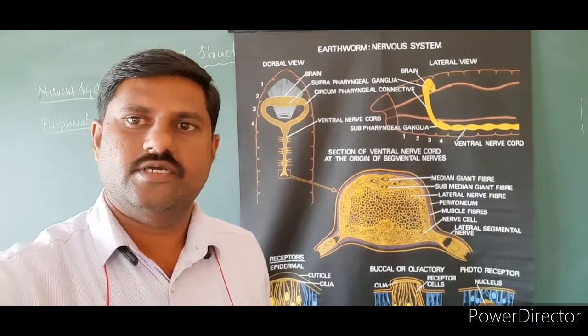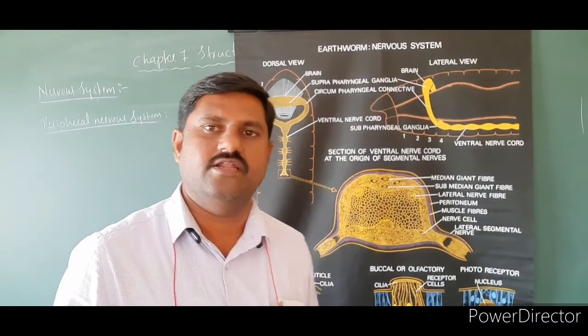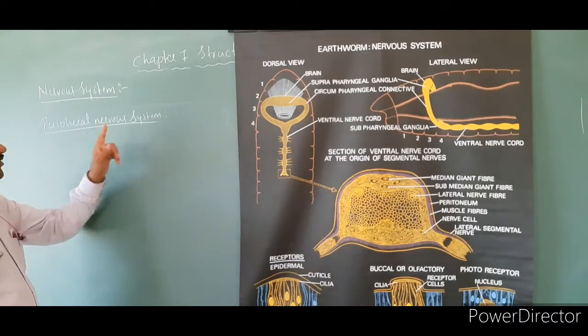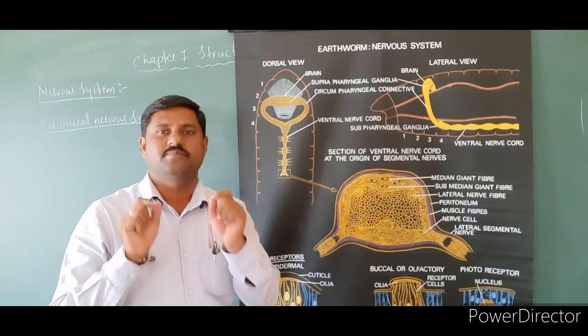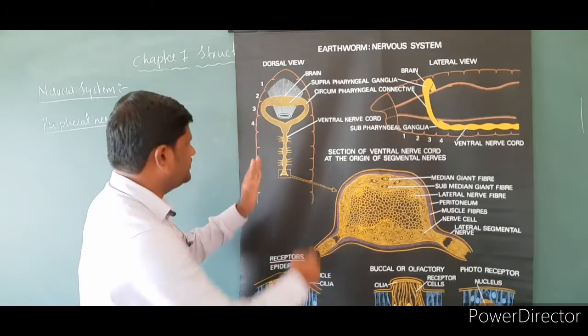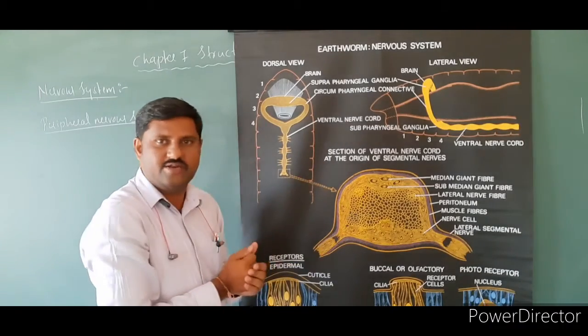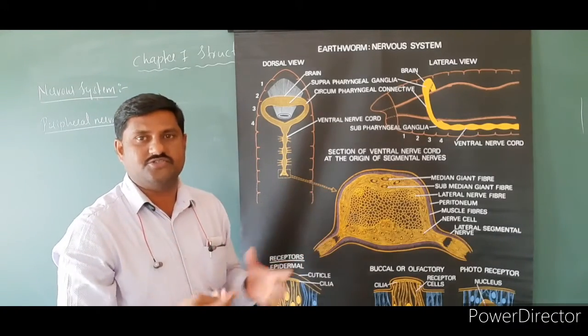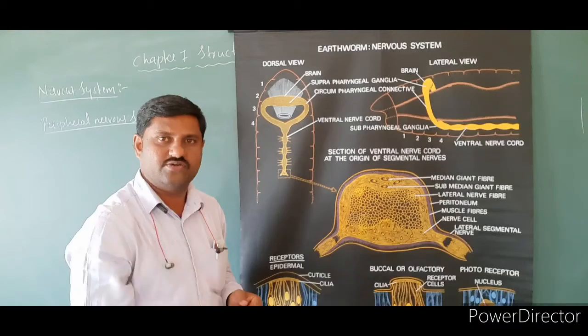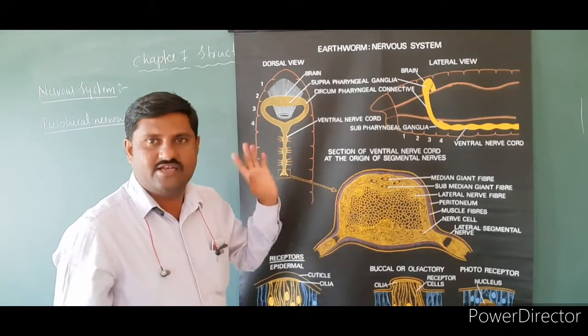Okay. Next system is the peripheral nervous system. What is this peripheral nervous system? As the name suggests, periphery means towards the peripheral part of the body, towards the end part of the body. What is the nervous system distributed there? It is altogether called the peripheral nervous system.